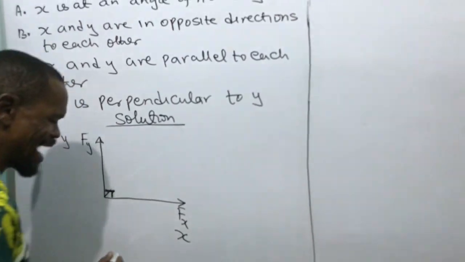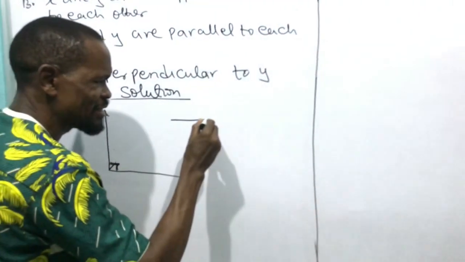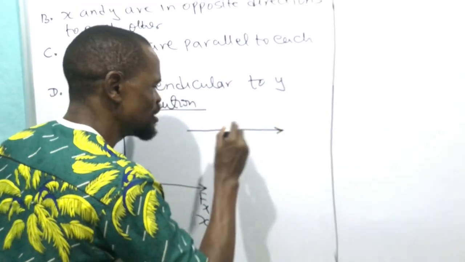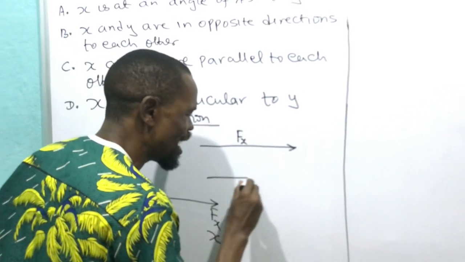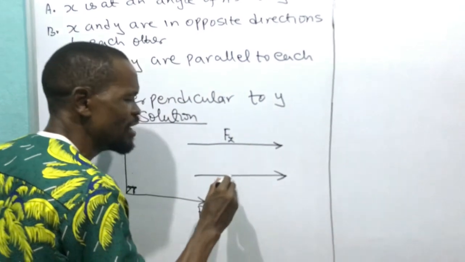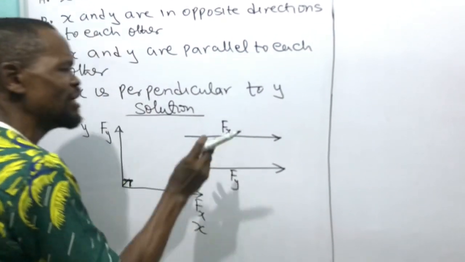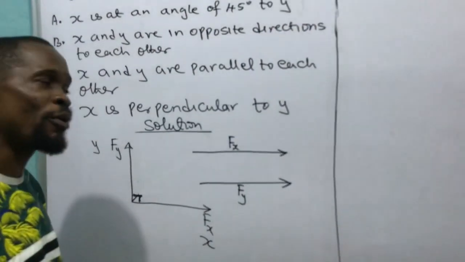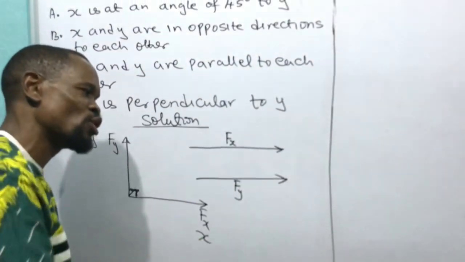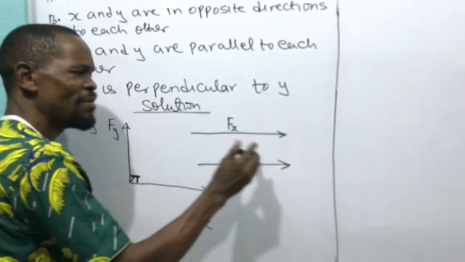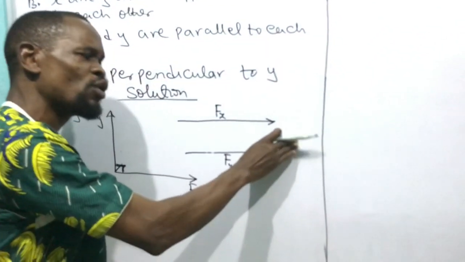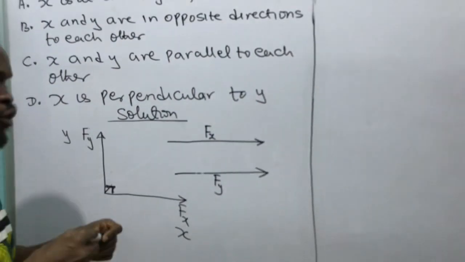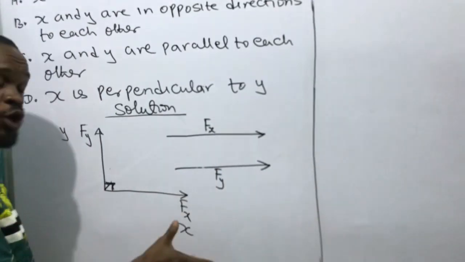As far as they are parallel, if force X is moving in parallel like this, and also force Y is moving in parallel with it, these two forces will not have a component because they are parallel to each other, and the angle between them is 0. Are you getting what I'm saying now? The angle between them is 0. So these are the two conditions for force not to have a component.